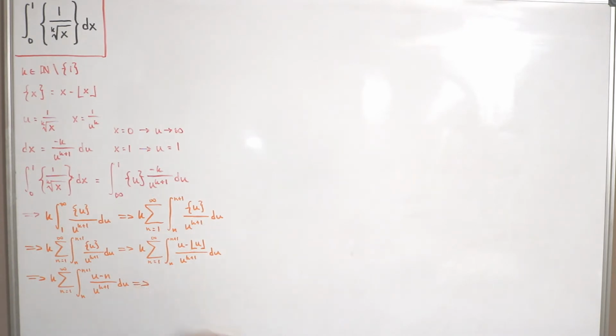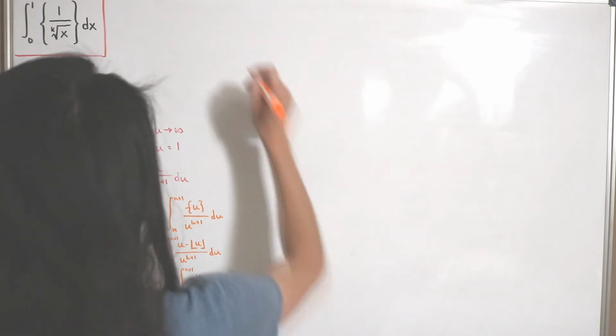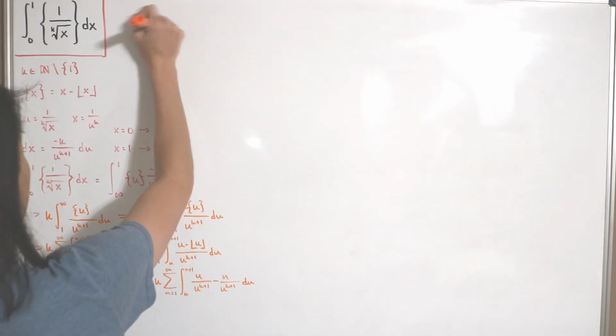Well, we'll get to that step. Let me just write this under one integral for now before I write the next steps. So n, then n plus 1. And so really we have u divided by u to the k plus 1, and I subtract that with n divided by u to the k plus 1 du, and now we can actually perform the necessary definite integration. When I do this, let me just write over here.